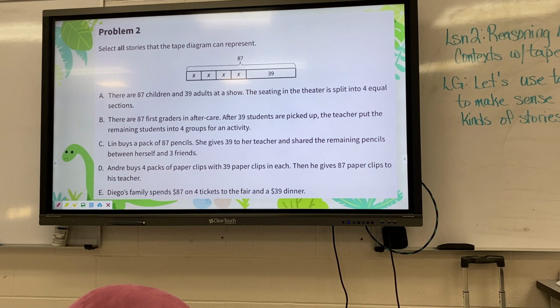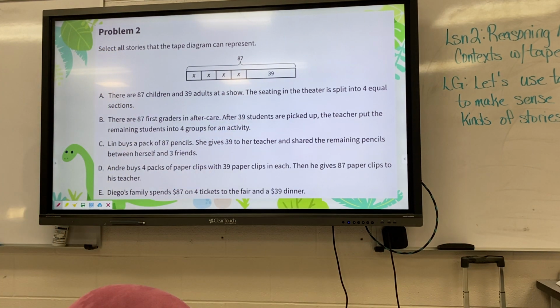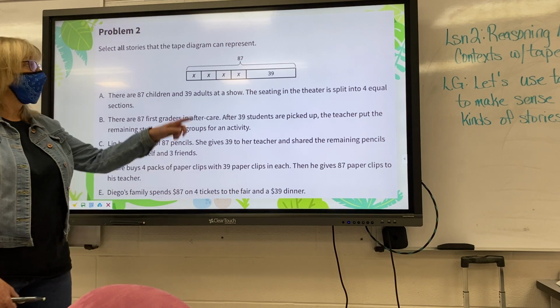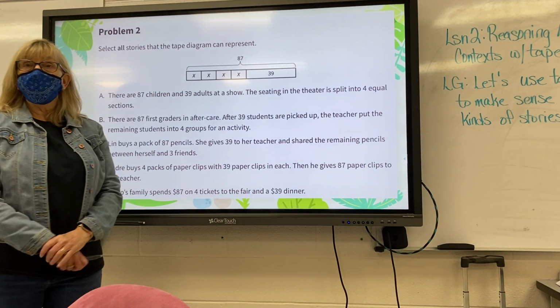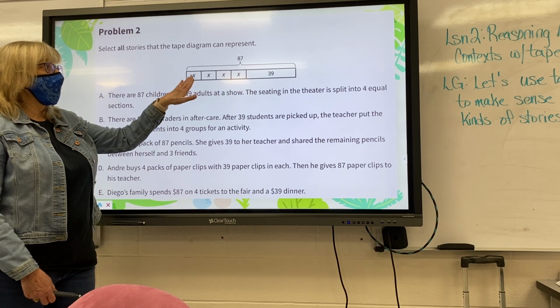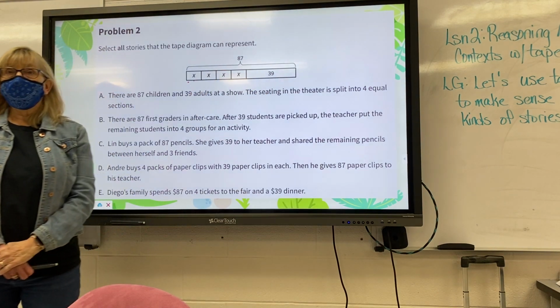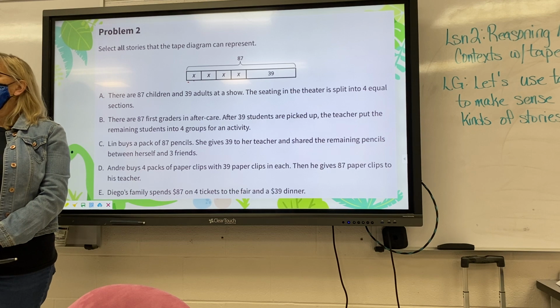39 students got picked up. Well, that's where the 39 came from. This is the 39 that got picked up. And then what happened to the remaining students? They got put into 4 groups for an activity. Does this show 4 groups, equal groups? Yeah. Okay, so these are the kids that were staying, these are the kids that were picked up, and this is the total number of kids in first grade? Yeah. Okay.